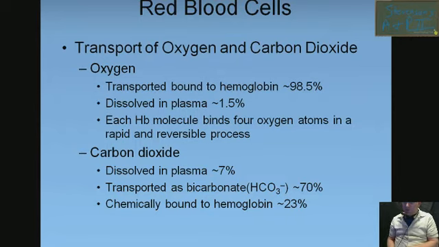Carbon dioxide is dissolved in plasma, accounting for about 7% of it. And carbon dioxide transported as the bicarbonate ion, which is the blood buffer system, which controls the pH for the entire body for the most part, makes up 70%. So carbon dioxide has a very important role. Not just a waste product, it has a very important role in the body. And it's also found chemically bonded to hemoglobin at a rate of about 23%.